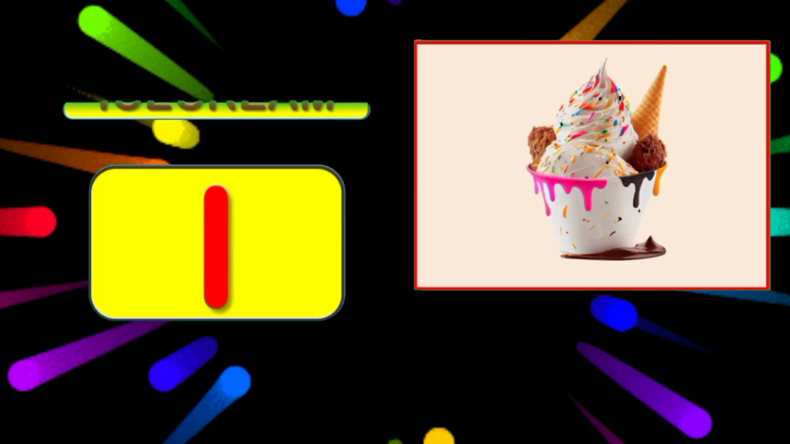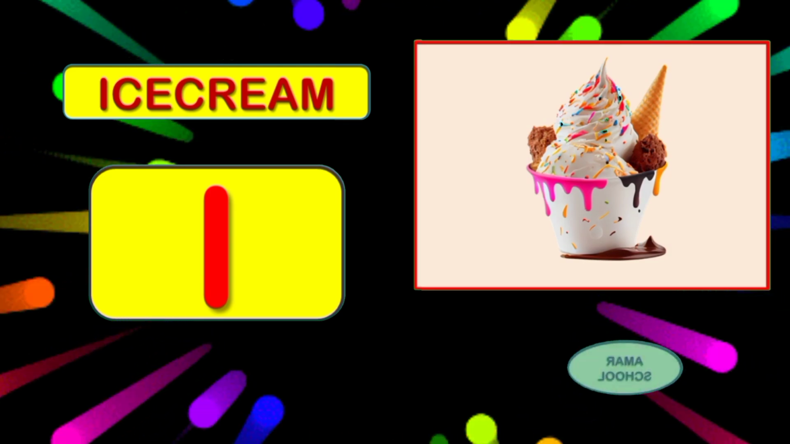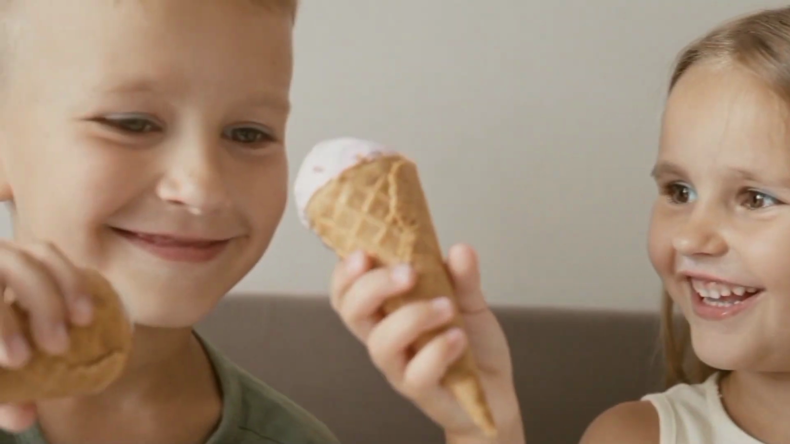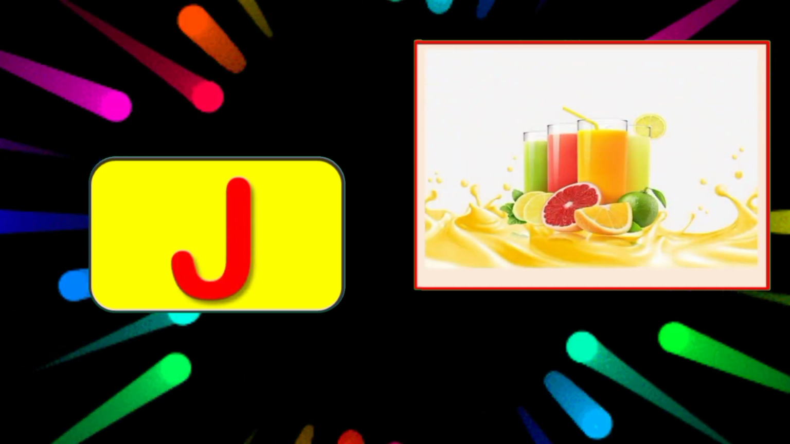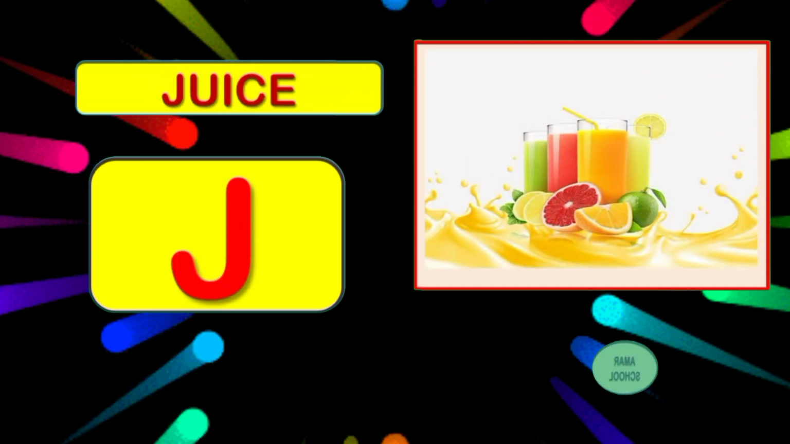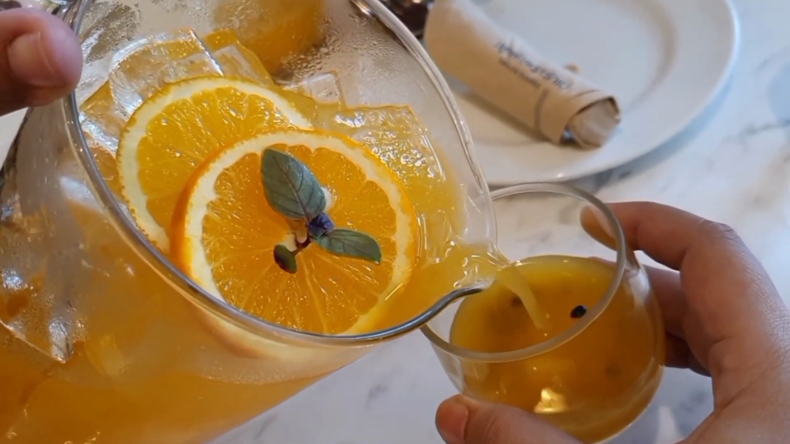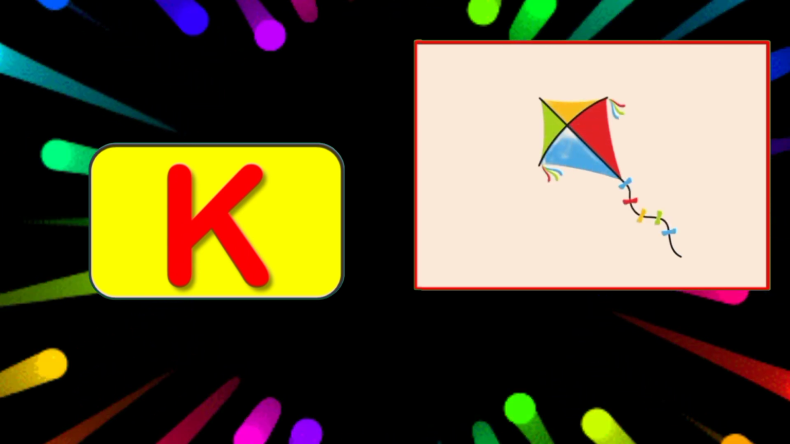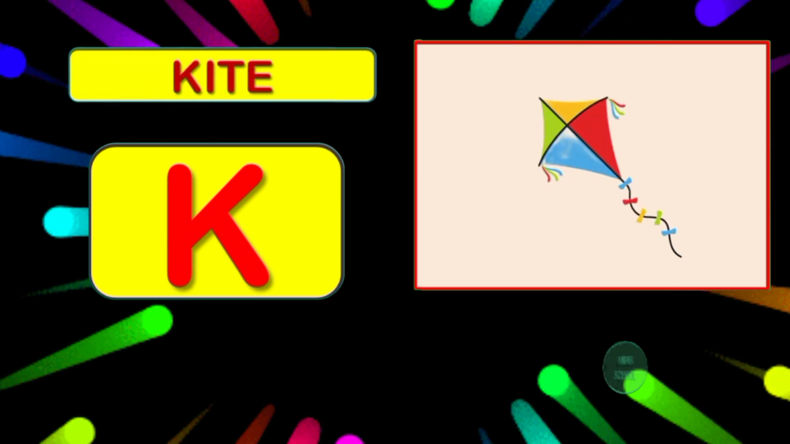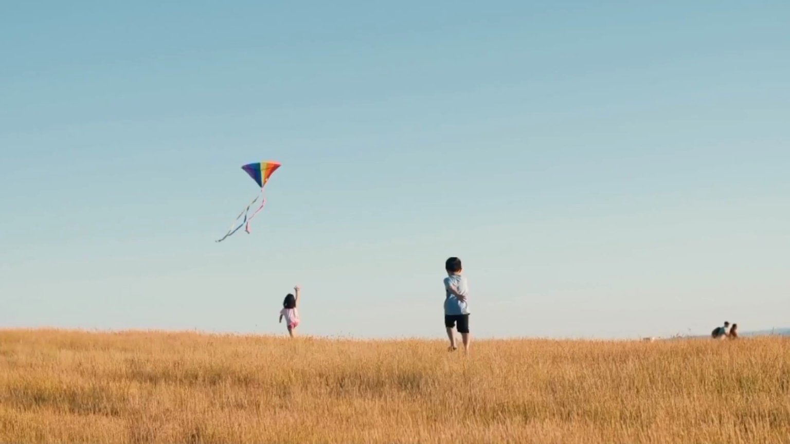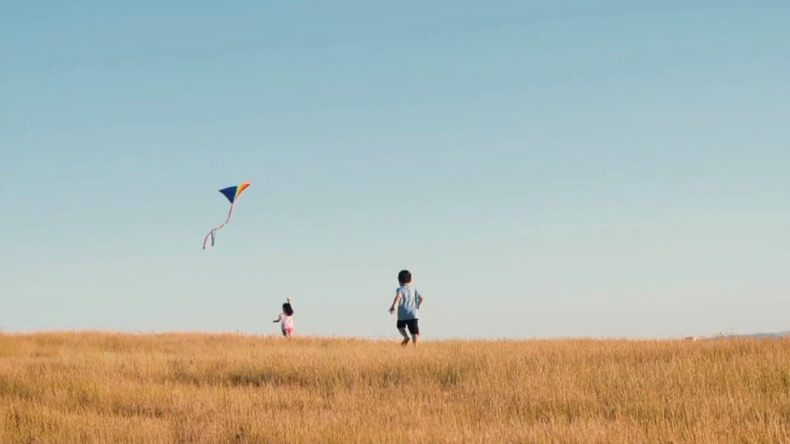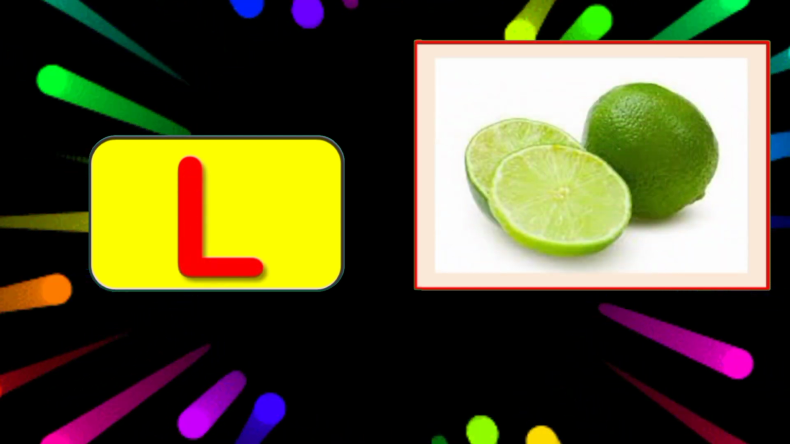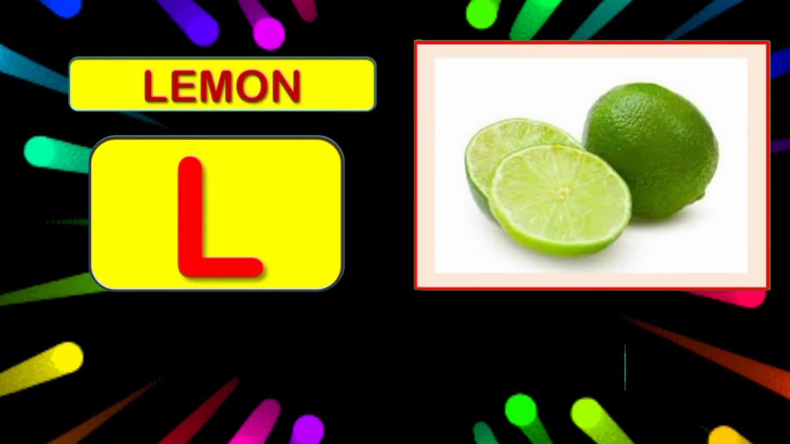I for ice cream. J. J for juice. K. K for kite. L. L for lemon.